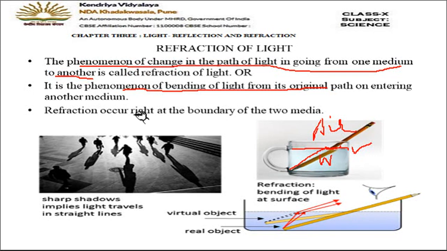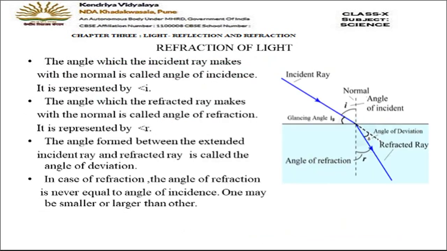Refraction always occurs at the boundary of the two mediums. This is the boundary where the two mediums are meeting, so at this point only refraction occurs. I hope the definition is clear to all: refraction is the bending of light from its original path on entering into another medium. So whenever we talk about refraction, always keep in mind that the medium is going to change and the light bends. Now let us go much deeper into this concept.